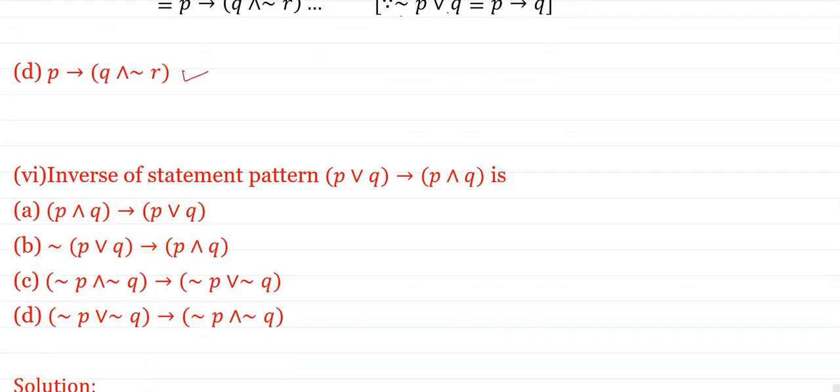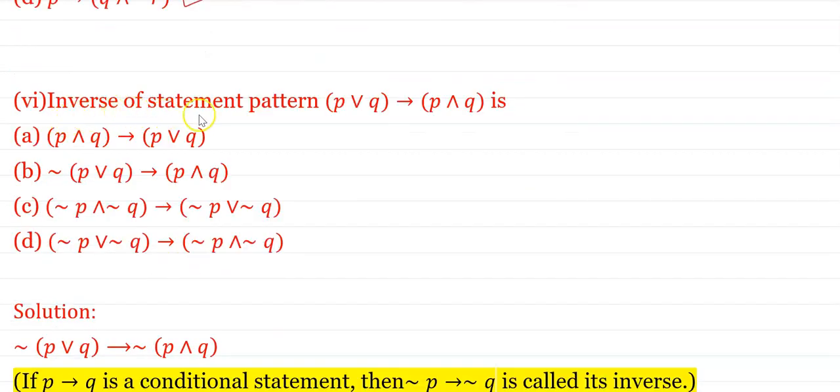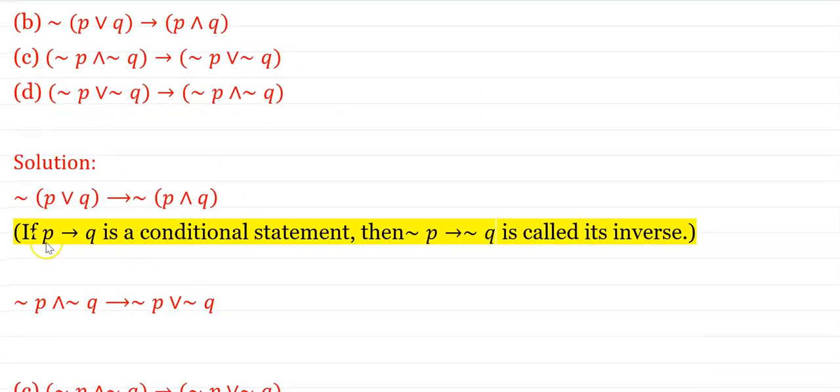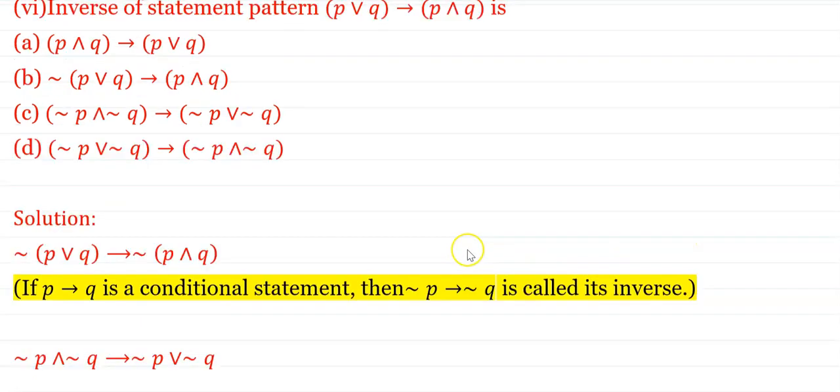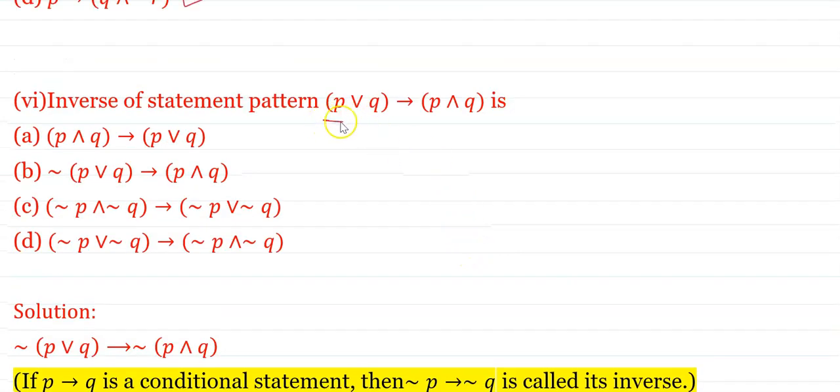Now the next question. Inverse of statement pattern P or Q implies P and Q is. If we have the conditional statement, that is P implies Q is a conditional statement, then negation of P implies negation Q is its inverse. Okay. Now we have this conditional statement. We want to find out its inverse.